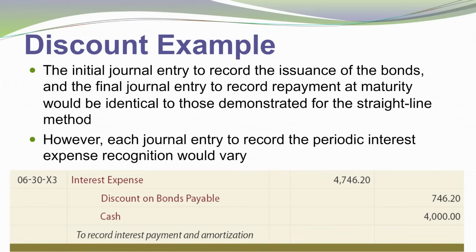Now in this case, in the journal entry for June 30th of year 3, we're debiting interest expense $4,746. That's the calculated amount from our amortization table. Bear in mind only $4,000 of that is paid in cash, the credit to cash. The difference is our discount amortization, $746.20. Now we're crediting the discount account as we amortize it. Remember, it has a debit balance. It's a contra account to the debt account, so we're crediting it to reflect the decline in that discount account over time. And that will take the discount account balance to exactly zero at maturity.